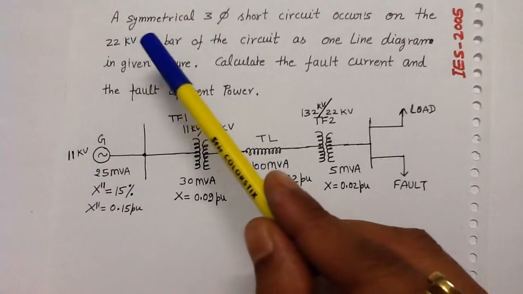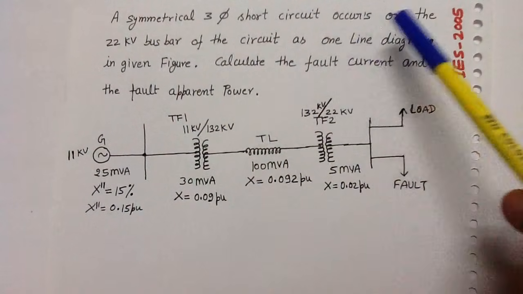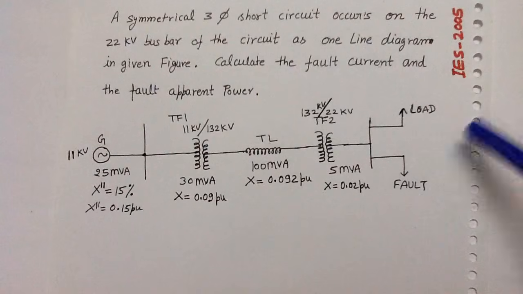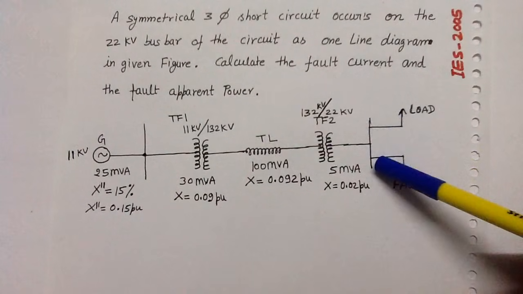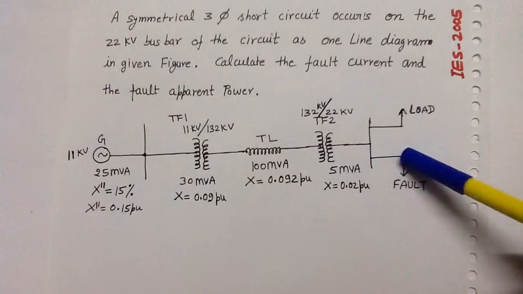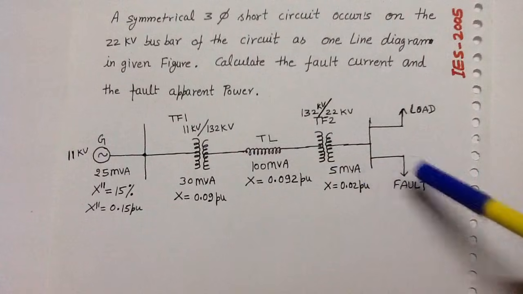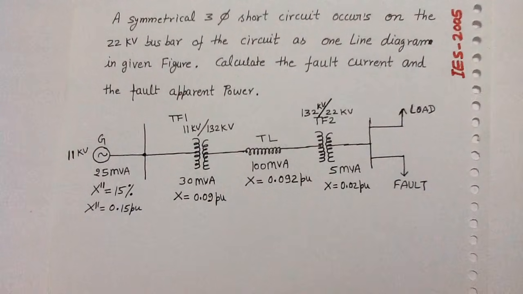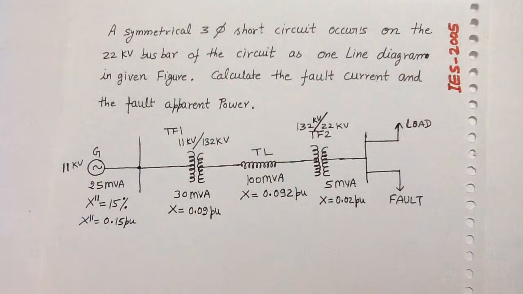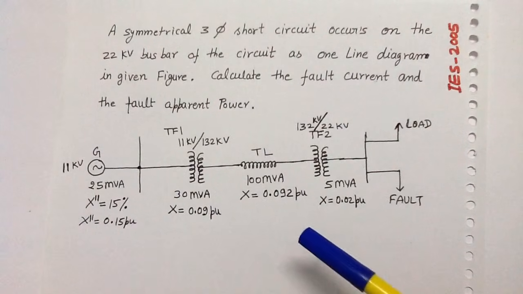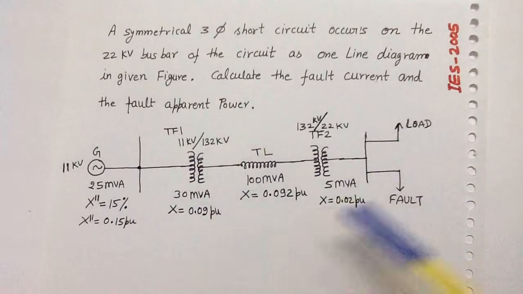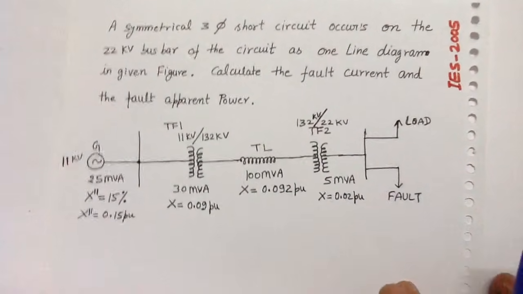In this question, a symmetrical three-phase short circuit occurs on a 22 kV bus bar. So this is the 22 kV bus bar and the three-phase short circuit occurs here, and we have to find out the fault current and the fault apparent power. To solve this problem, we will first make the per unit reactance diagram of the given network.